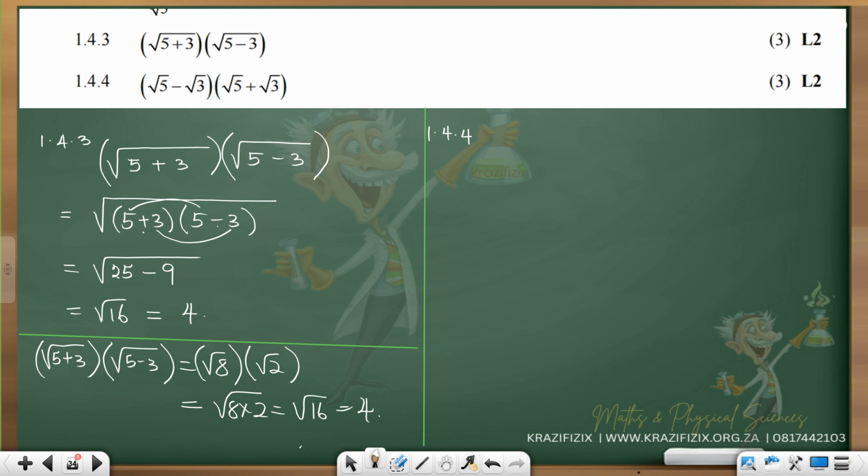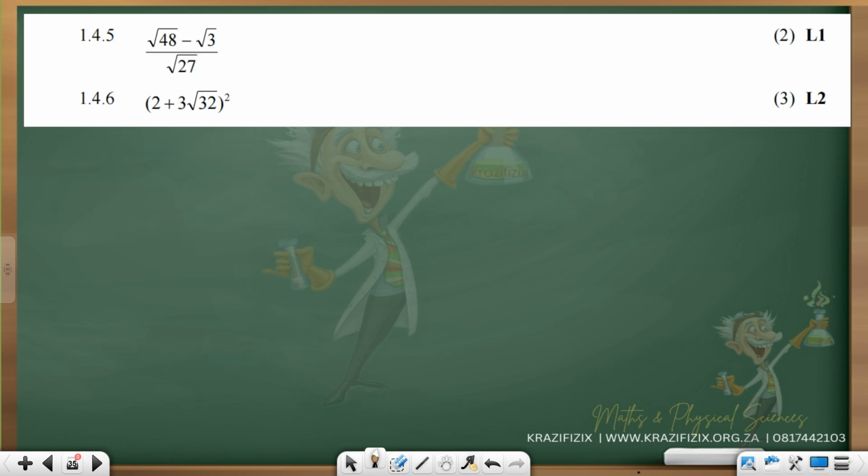1.4.4. Oh, look at this one. Root of 5 minus, this is what you call the product of conjugates. This one we did quickly. 25. Root of 5 times 5 is 5. Root 3 times root 3 would give me 3. Are we good, everybody? Without the use of a calculator. Okay. Product of 2 squares. Okay. Oh, beautiful.